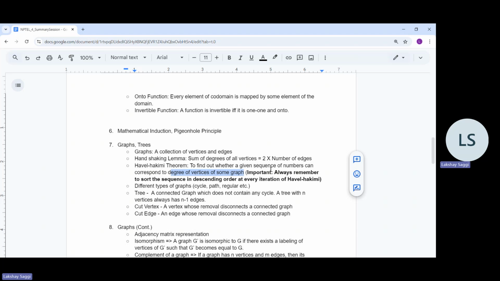But it is very important to note that in the Havel-Hakimi theorem, we always have to sort the sequence which we are given in descending order. And note that we have to do this in every iteration of Havel-Hakimi.